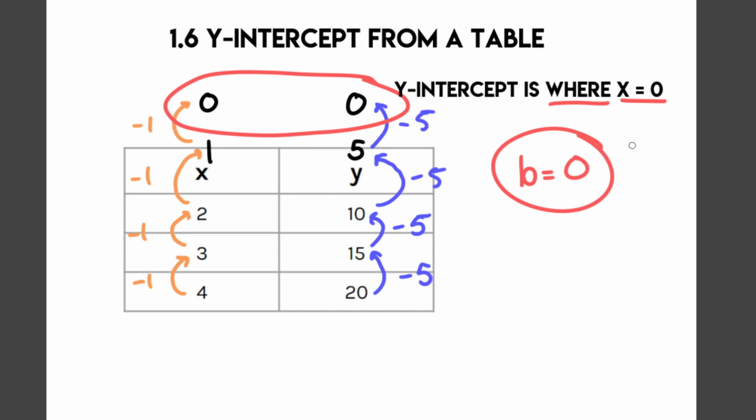Okay? All right, and that is how you find the y-intercept from a table, even when the table doesn't want to give it to you, okay?